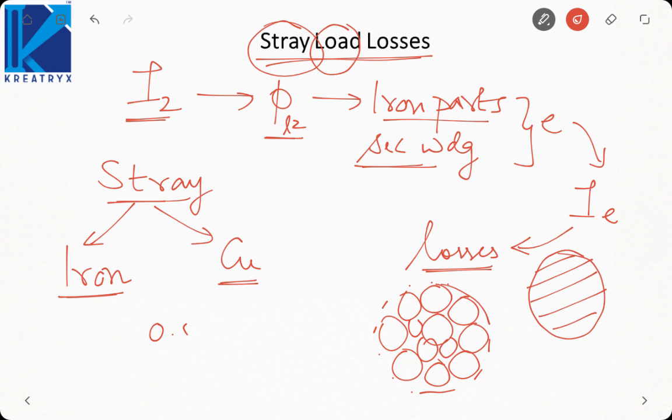Practically these are 0.5% of the output power. Okay. So that is why stray load losses will be mostly neglected because they are very less in magnitude. But now I hope you understand their cause. The cause is the leakage flux which is developed due to the load current, and they occur in two locations. One is the iron parts of the transformer, other is the winding conductors. This can be reduced by making the winding conductor as the stranded conductors, but you cannot reduce the losses that are occurring in the iron parts of the transformer.